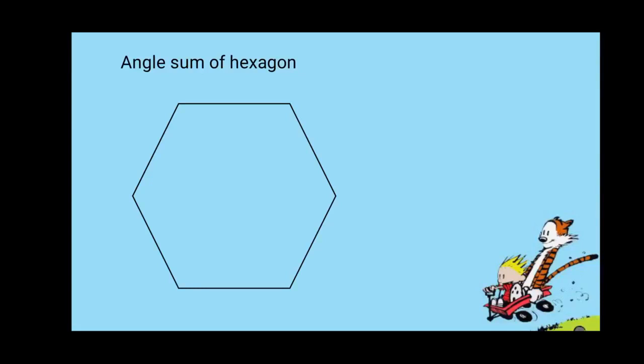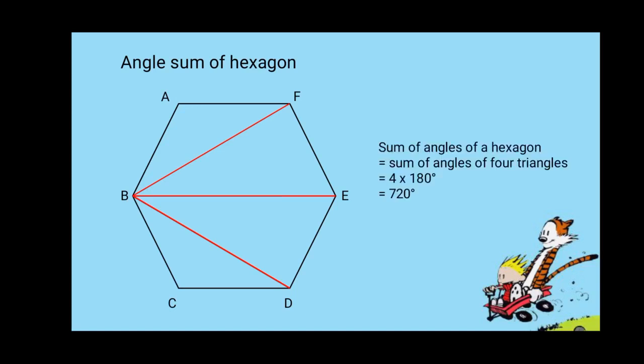In the last class, we have studied the sum of angles of a polygon up to the polygon pentagon. Now, let us take a look at the polygon hexagon. What will be the angle sum of a hexagon? Hexagon can be divided into 4 triangles using diagonals which are drawn from one vertex to the other vertices of hexagon. So, the sum of angles of a hexagon is equal to the sum of angles of 4 triangles, that is equal to 4 into 180 degree, that is equal to 720 degree.